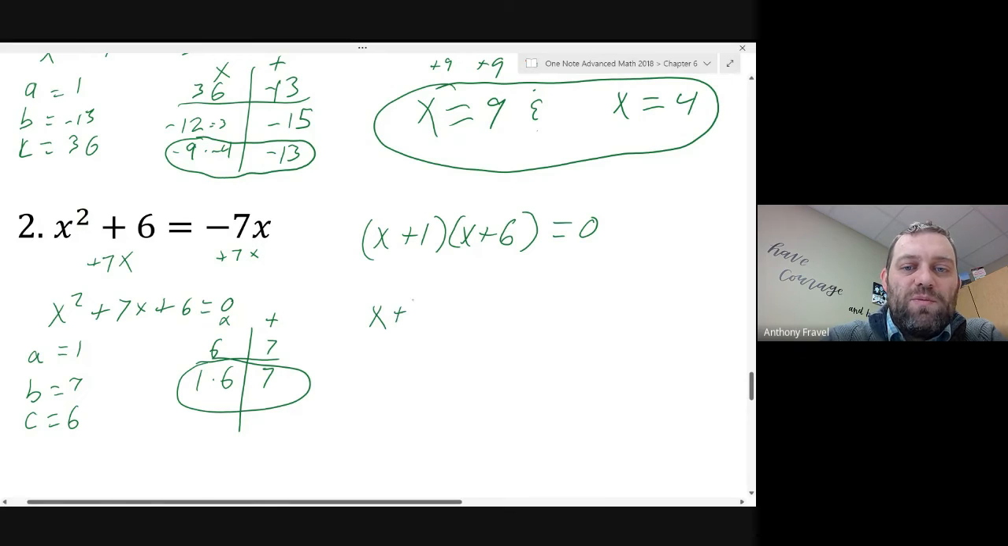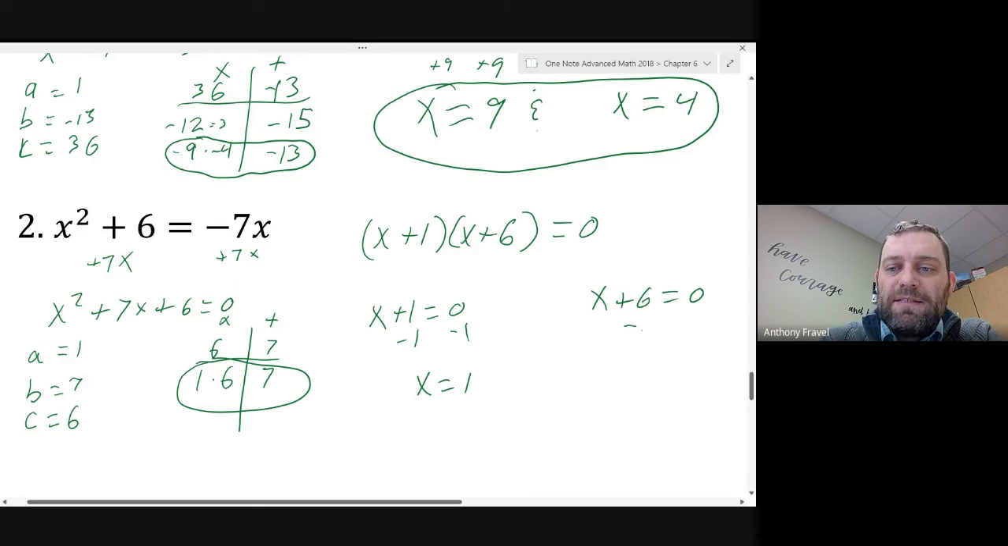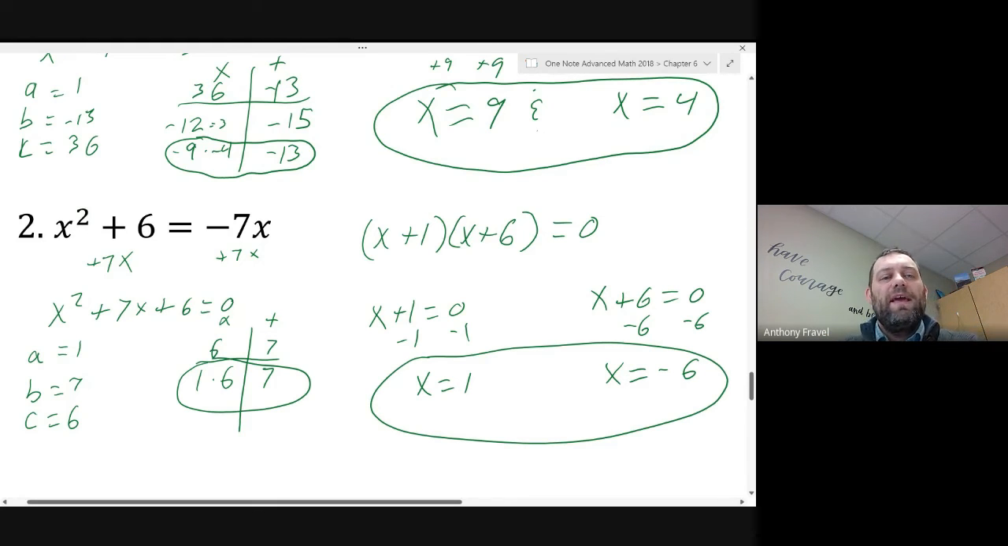Then I get x plus 1 equals 0. X plus 6 equals 0. I'm going to solve through minus 1, minus 1. X equals negative 1. And minus 6, minus 6. X equals negative 6. These are my answers for that one.